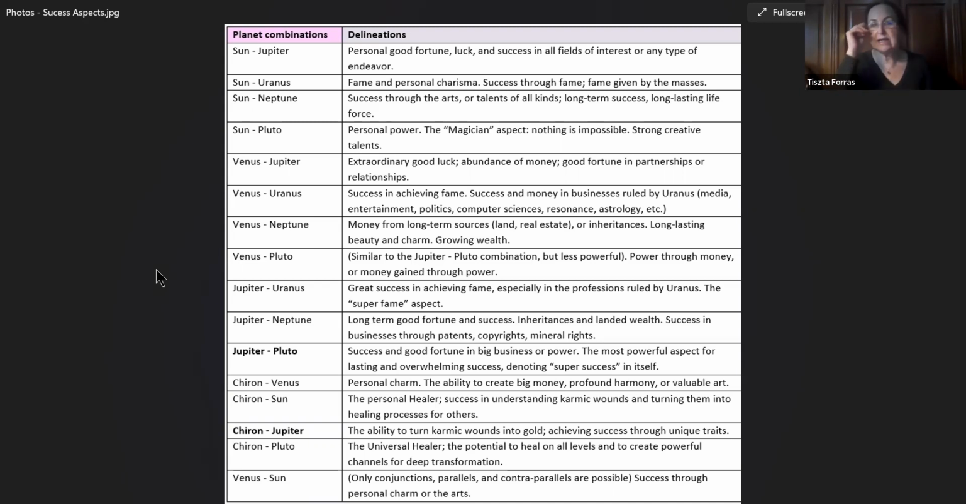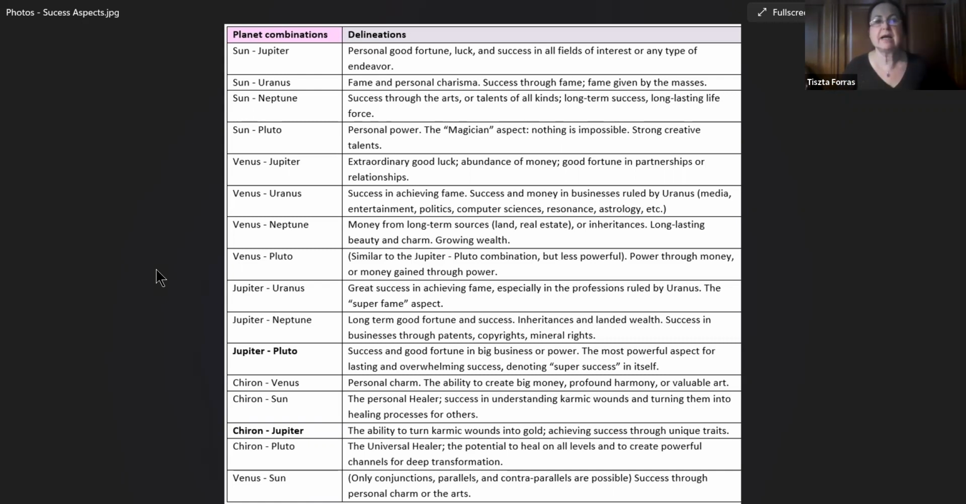Sun Pluto is one of the magician aspects. According to this theory, the other magician aspect is a Saturn Pluto, the 2 death planets. Saturn Pluto is not a success aspect in any case. Sun Pluto is very, very powerful. It gives you personal power. It gives you the idea that you can transcend everything. You can transform everything. So you are the great transformer.